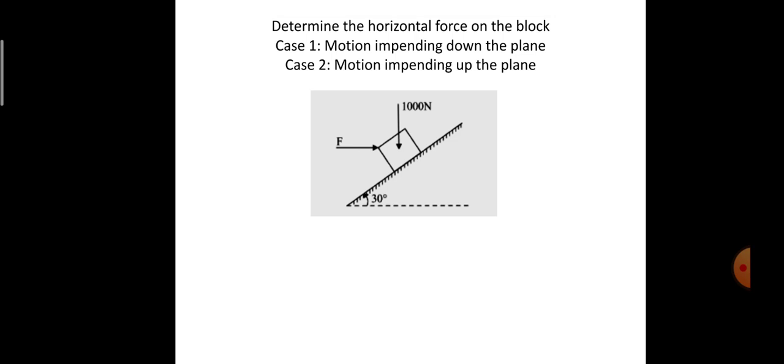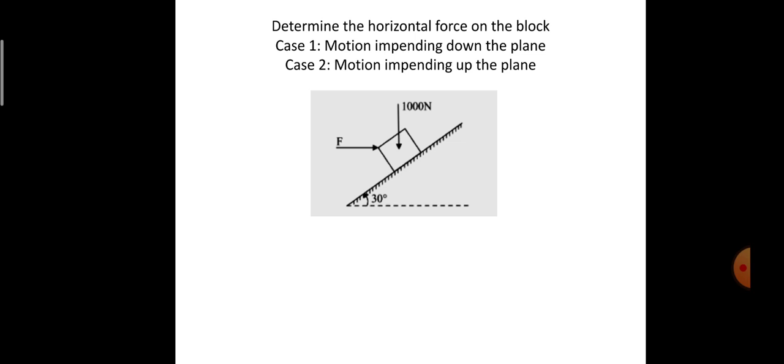So we need to find the magnitude of the horizontal force applied on the block, which is present on the inclined surface whose angle of inclination is 30 degrees with reference to the horizontal. F is the force whose magnitude we are supposed to find. The self weight of the object is given as 1000 newtons.